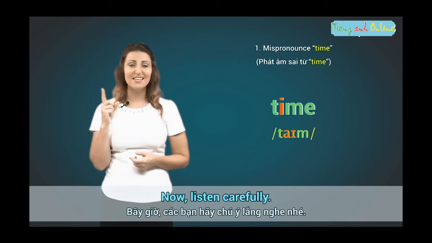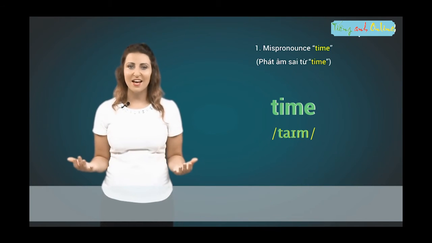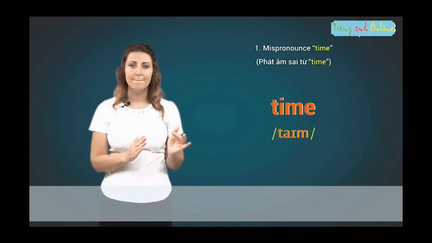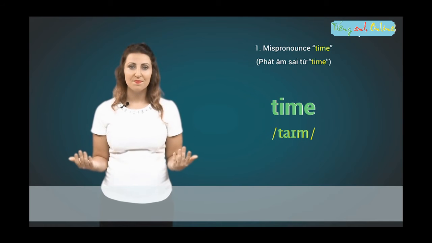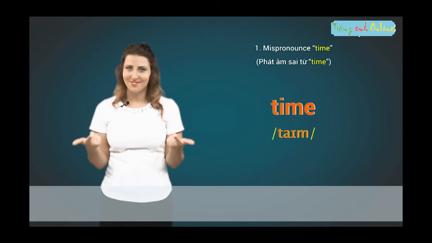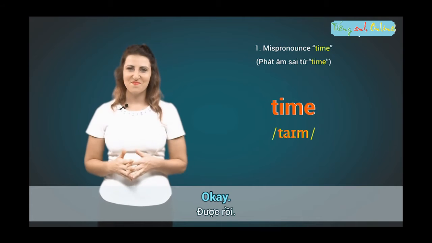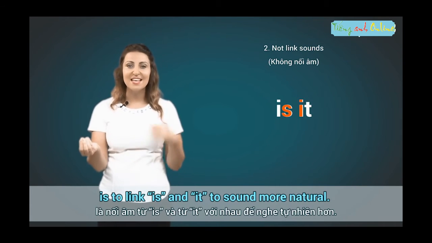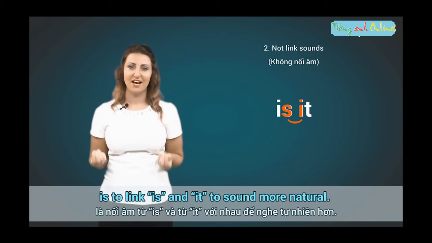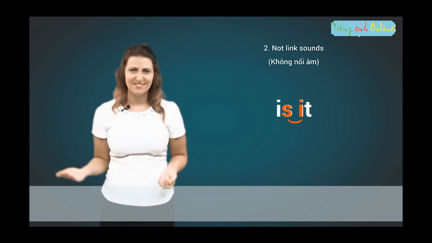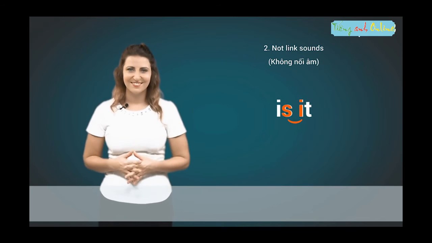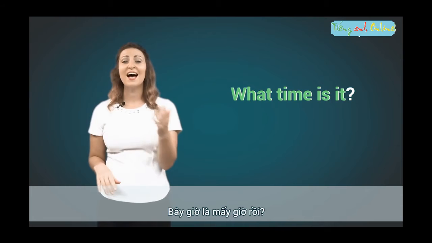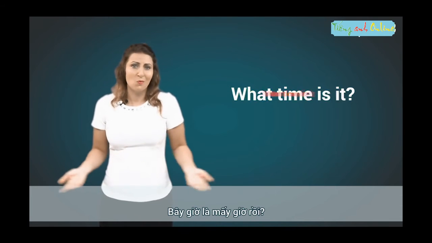Now, listen carefully. Time. T, I. Time. You got it? Okay. The second thing she needs to improve is to link "is" and "it" to sound more natural. Is it? Now, the whole sentence is, "What time is it?"